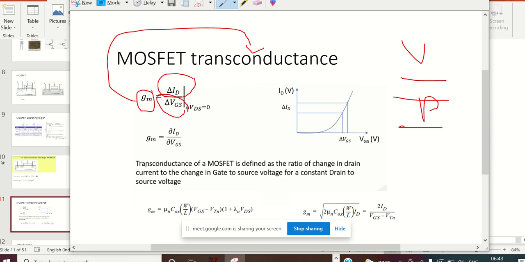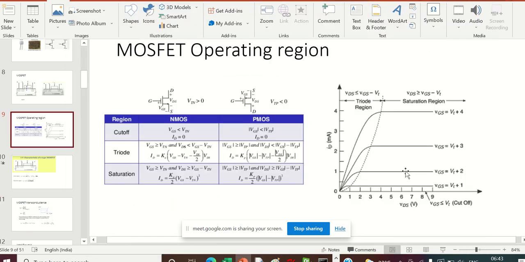And most of the things in analog circuits, we use our device in the saturation region. Most of our operations are in the saturation region, so we will try to always operate in this region.